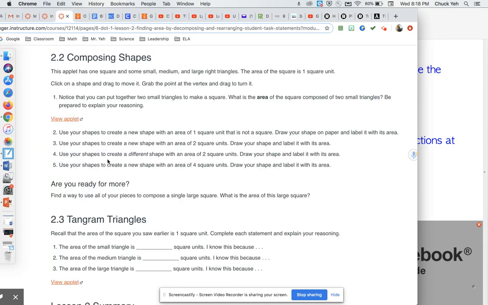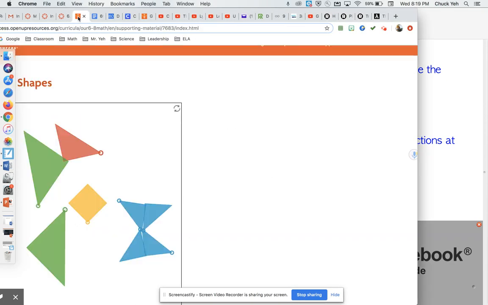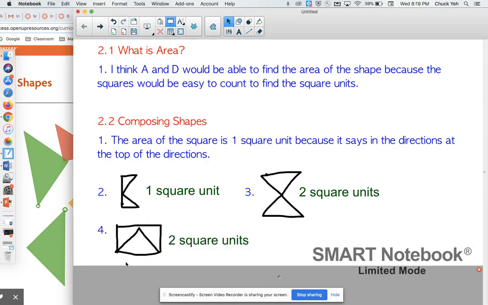Number 4, use your shape to create a different shape with an area of 2 square units. Draw your shape and label it with this area. So I'm going to take this again, and then I'm going to change it and keep it as 2 square units. So I did it like this. All right. So that's what I did.